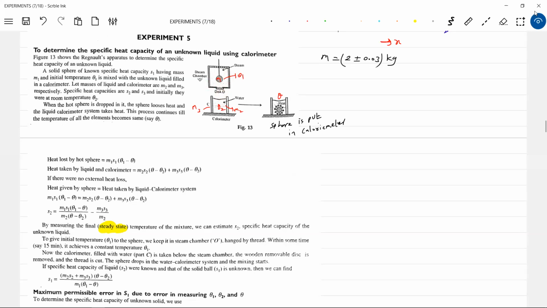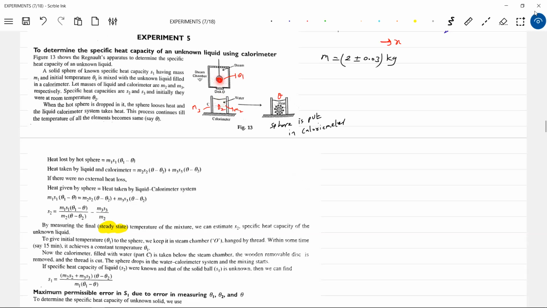Then what am I going to do? I'm going to remove this disc. The thread is removed and the sphere will fall, because you can't hold that hot sphere by hand. So there's a mechanism. The wooden removable disc is removed and the thread is cut. The sphere drops into the water-calorimeter system and mixing starts.